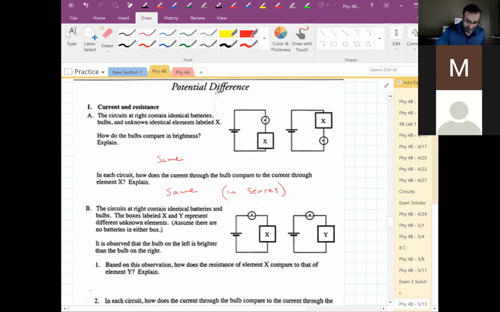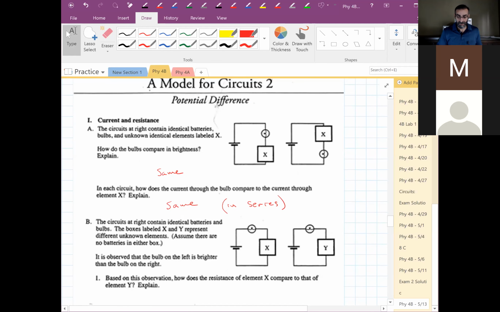Now, it says we replace element X with element Y. So everything else is the same. Batteries are the same. Light bulbs are the same. But X and Y are different. And it says the bulb on the left is brighter than the bulb on the right. What can we conclude about the resistance of element X compared to element Y?